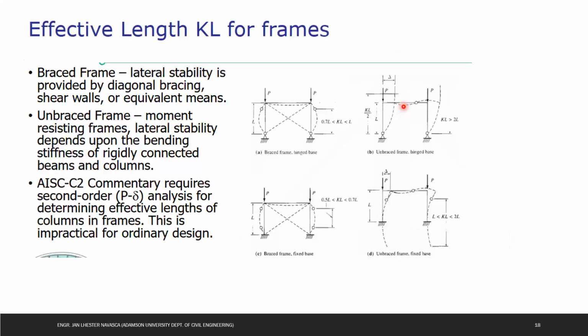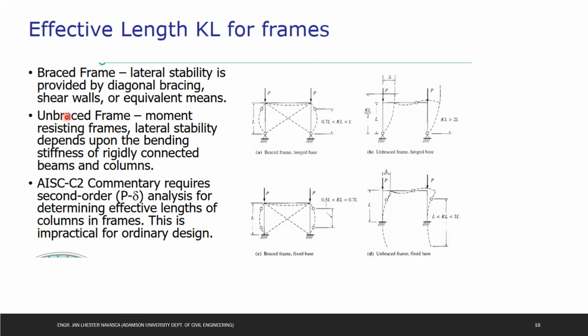Okay, so more on effective length. What if we have 2D frames or 3D frames? So what is the effective length? Okay, so effective length KL in frames. We have these two conditions: the braced frame and the unbraced frame. Lateral stability is provided by diagonal bracing, shear walls, or equivalent means. That is a braced frame.